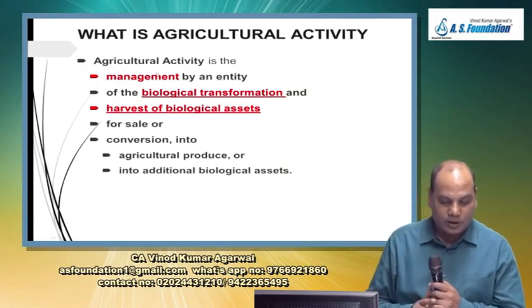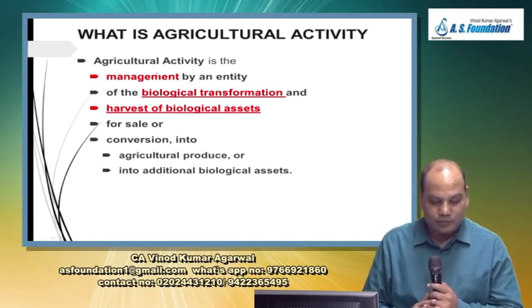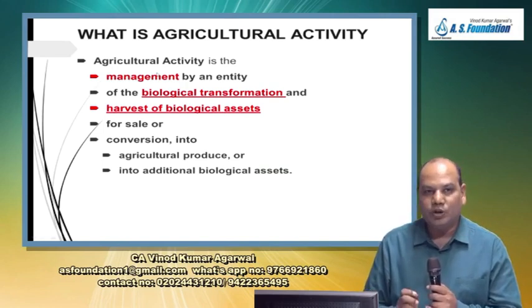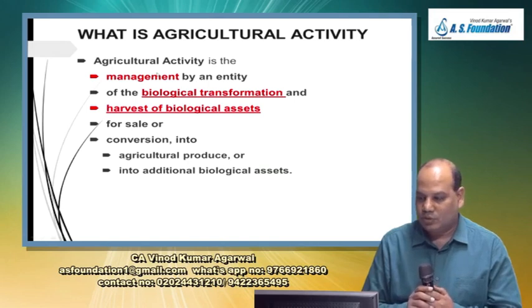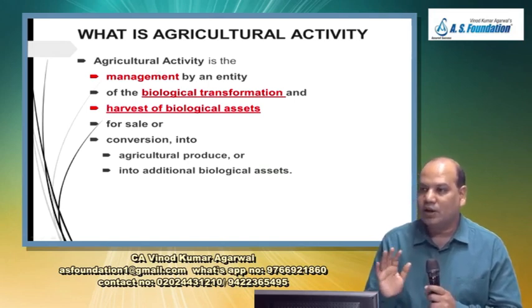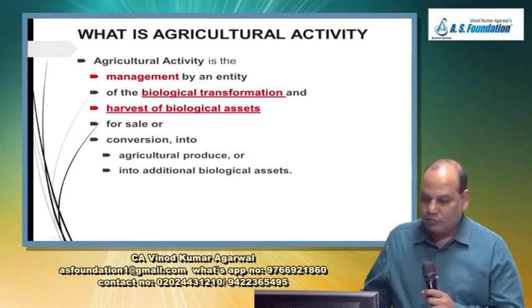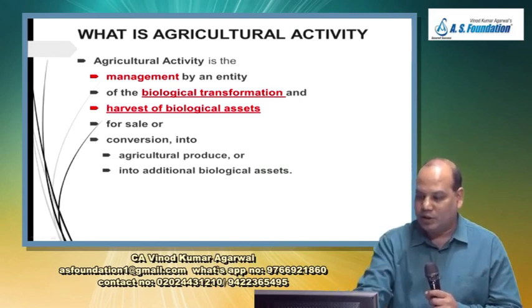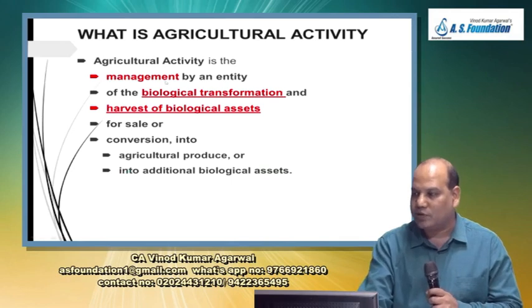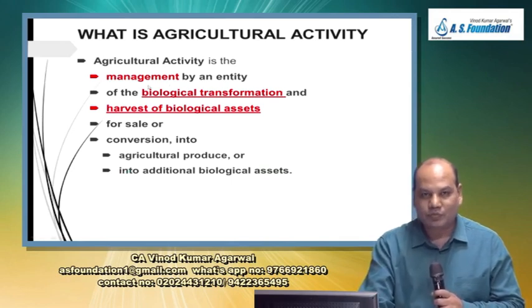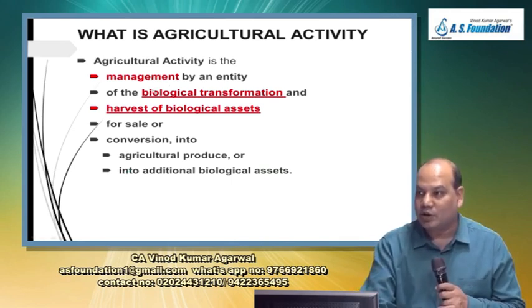So after understanding the scope paragraph, let us come to some important definitions used in this standard. 1. What is an agricultural activity? You see on the screen, I have written in point form. Each word is important to check whether it is an agricultural activity or not.